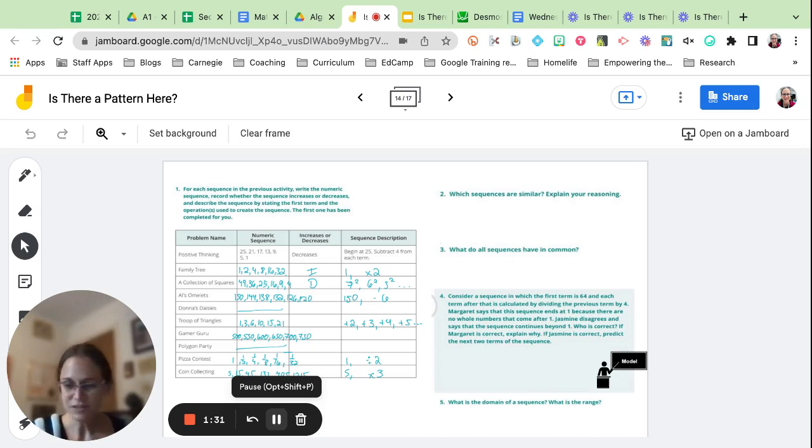So here I've used the table to describe these patterns. And what I want you to do now is compare these sequences. Which ones are similar? What do you think? What do all the sequences have in common? Take a moment to write down what you think to number 2 and number 3.